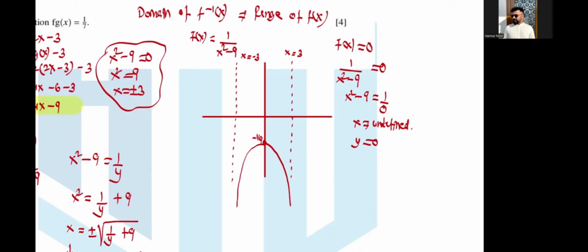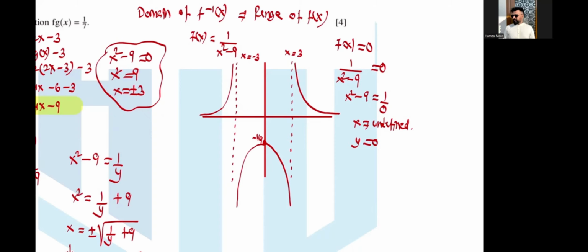Okay, so the graph would continue something like this after the asymptote, and make sure that the x-axis is the asymptote, as we have seen. All right, and before x equals minus 3, the graph would look something like this. So this is basically the sketch of the f(x) function without any restriction on the domain.